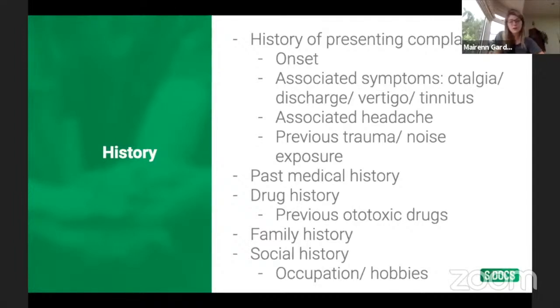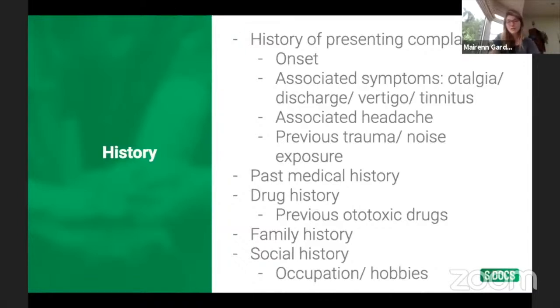It's important to ask about drug history. There are certain drugs which are ototoxic: systemic aminoglycosides, so the antibiotic aminoglycosides, and cytotoxic agents, both can cause permanent hearing loss. Salicylates and quinine can also cause hearing loss, but these are reversible once you stop the drug.